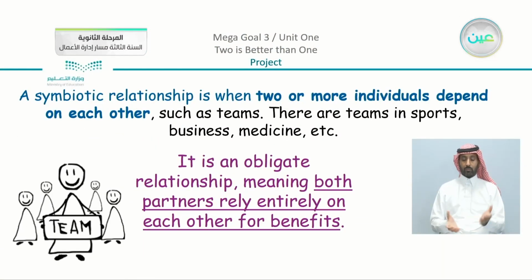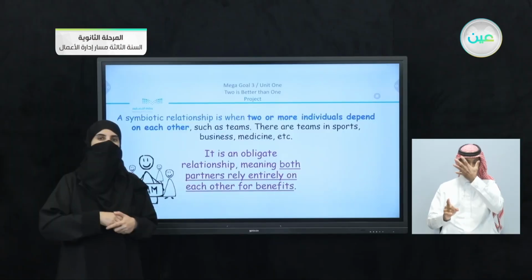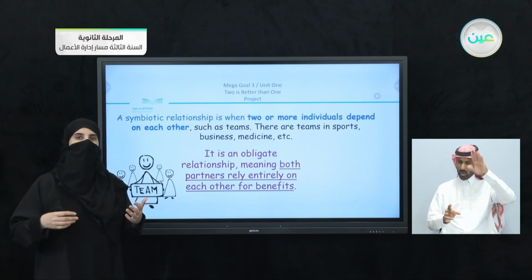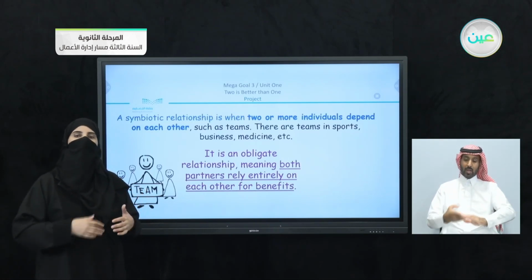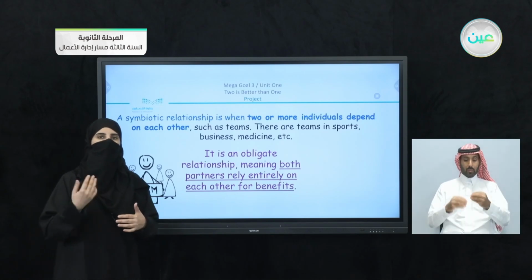A symbiotic relationship, just to remind you, is when two or more individuals depend on each other. Do you remember when we talked about animals, we said we have the ostrich and the zebra, the anemone and the clownfish. They were two pairs, but actually more members can be added within the team.